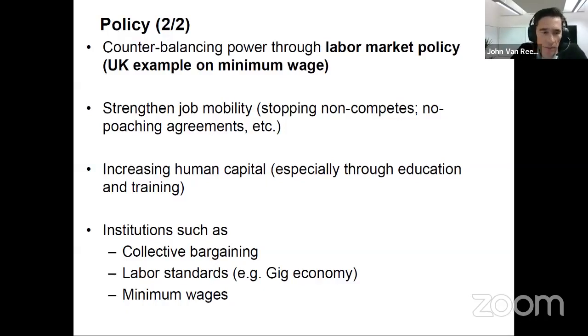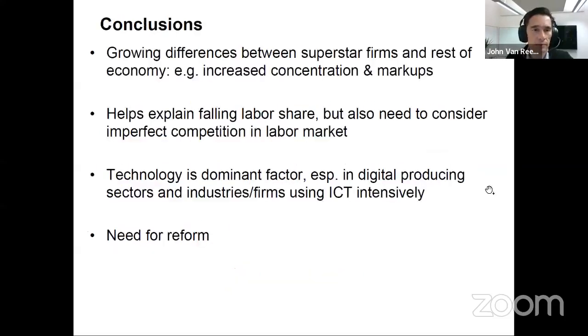Of course, we have to think about increasing human capital and improving training. And we also have to think about institutions such as collective bargaining, labour standards, and minimum wages as ways of trying to counterbalance some of the power of the superstar firms in the labour market.